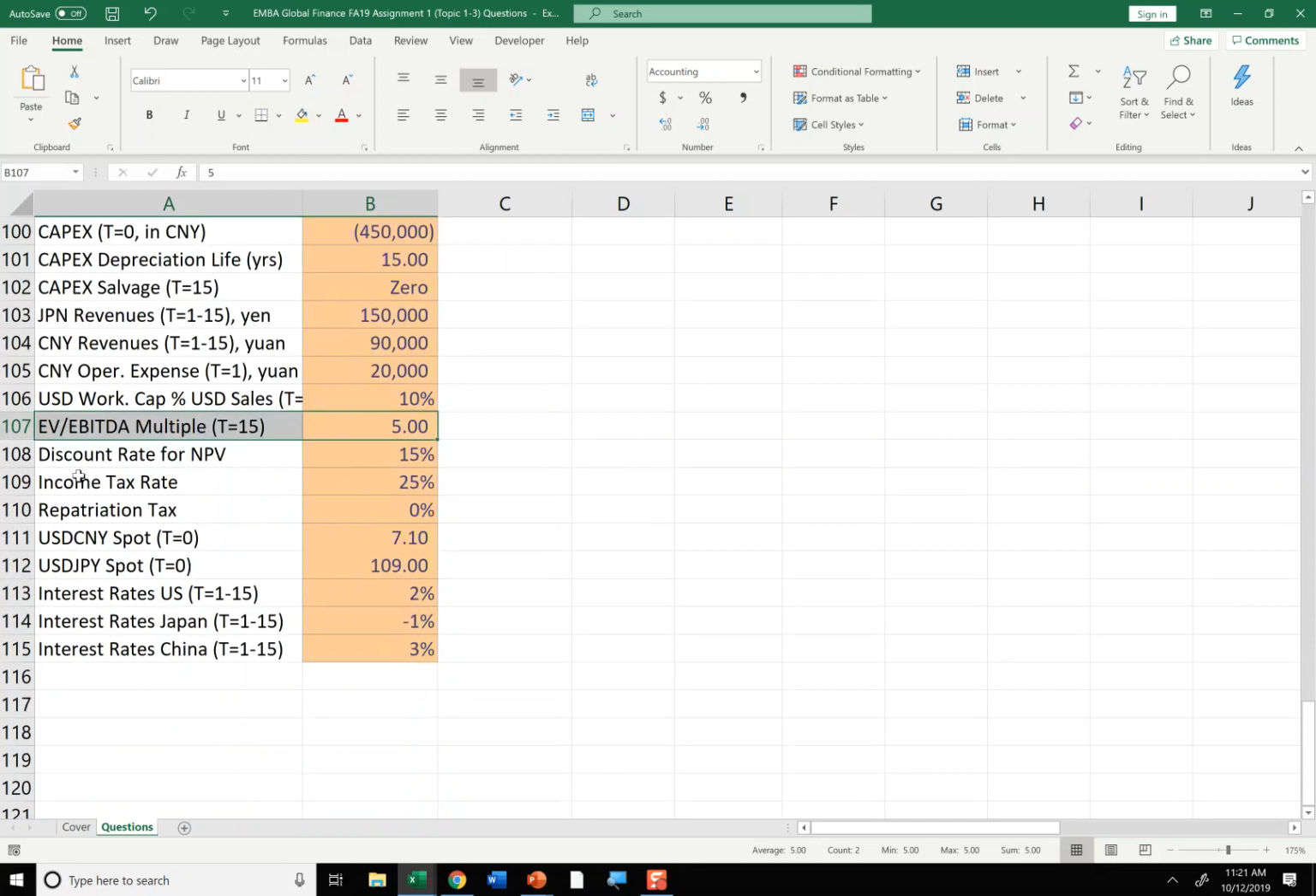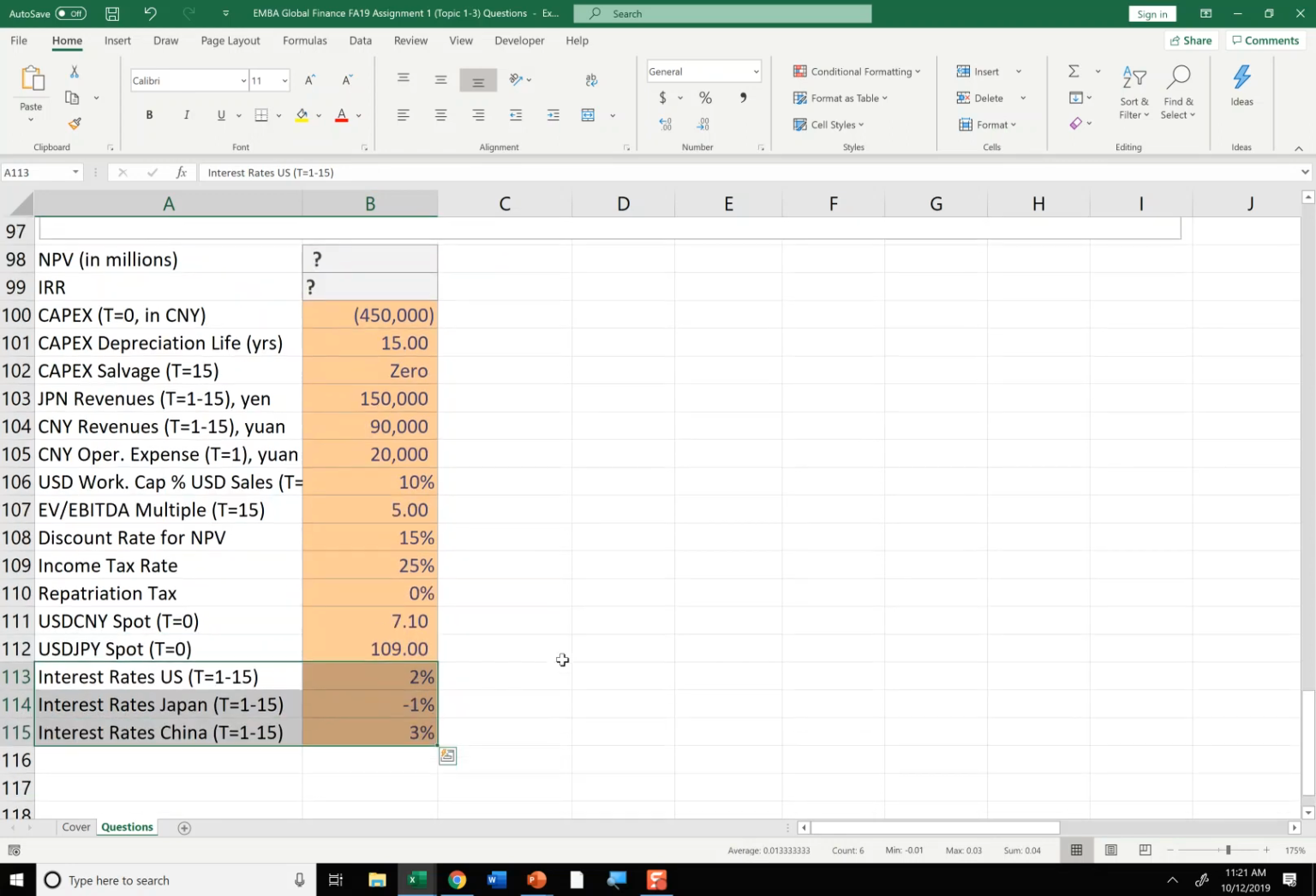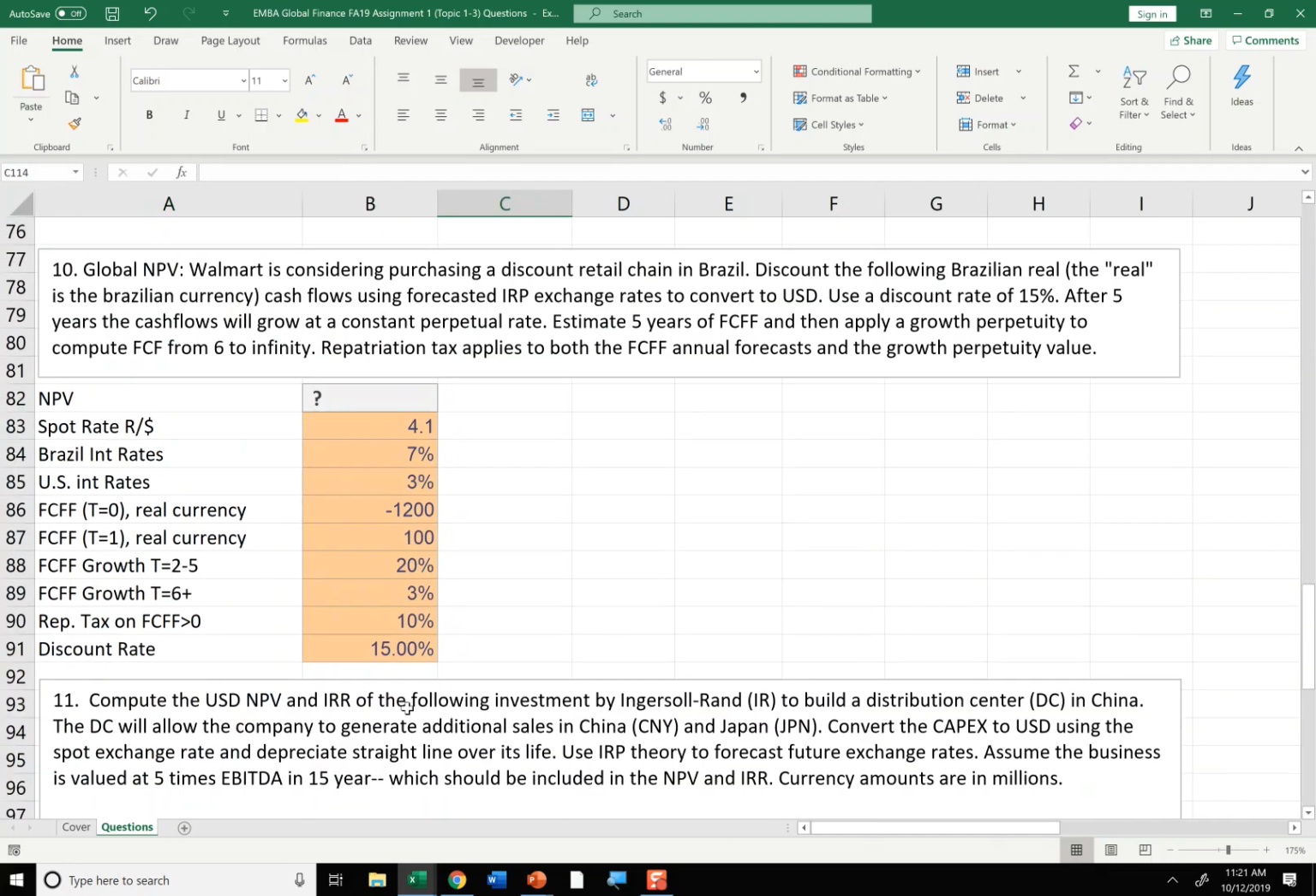I also give you two exchange rates, the Chinese exchange rate and the Japanese exchange rate, and I give you interest rates in all three countries so you can get exchange rates to convert all the cash flows. Negative interest rate in Japan. Yeah. All right. So these are the three problems.